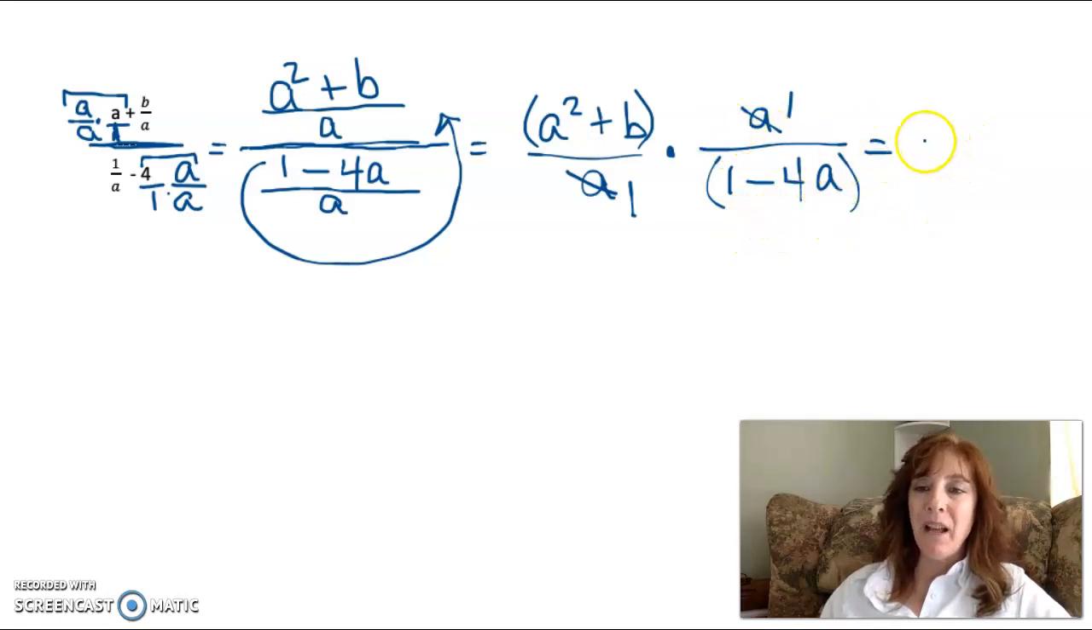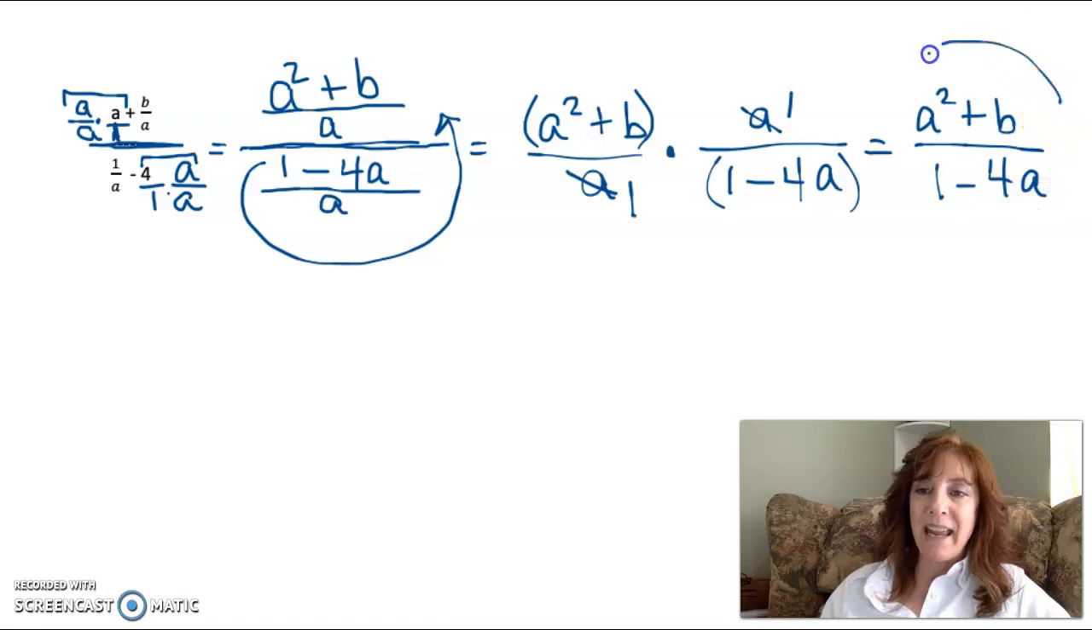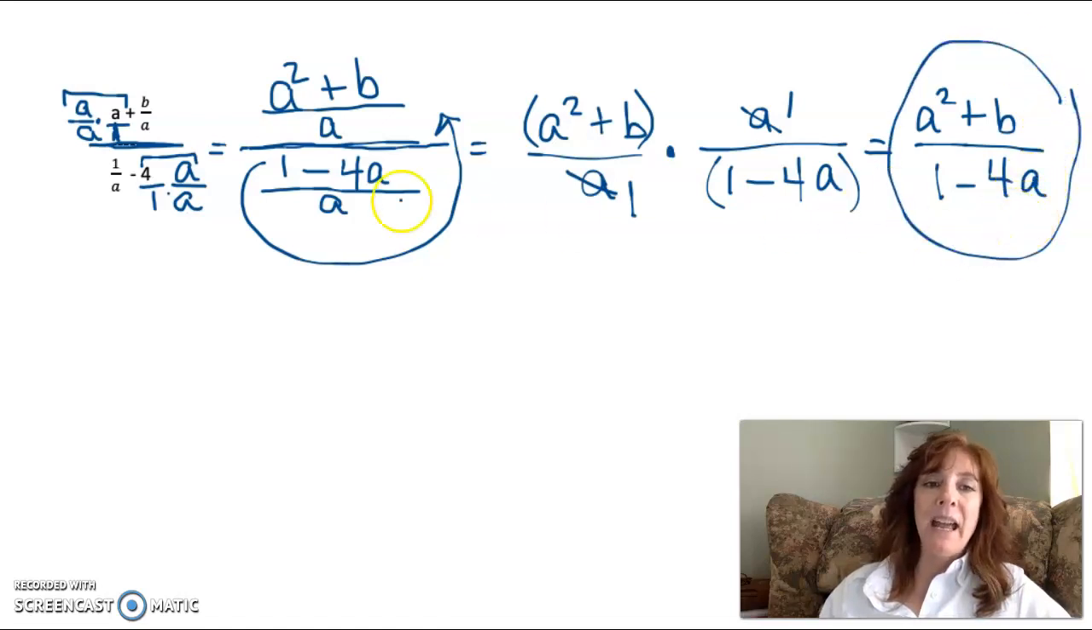Now when I multiply my numerators, all I have left is a squared plus b. I multiply my denominators and I have 1 minus 4a. This is my answer simplified. I took this complex fraction and simplified it.